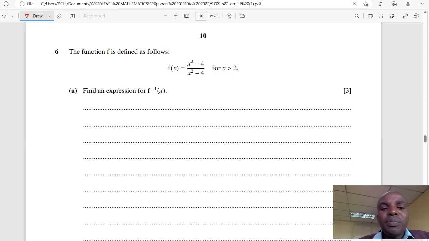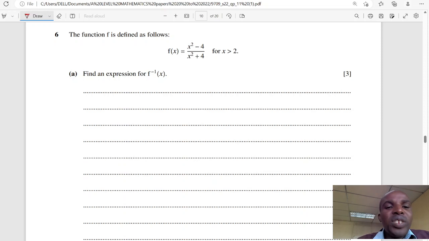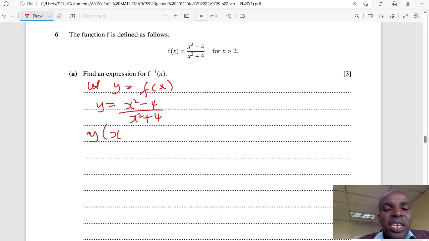Next part. The function f is defined as follows. Find an expression for the inverse of f of x. For this one you say let y equal f of x. That's how you find the inverse of a function. So y is equal to x squared minus 4 over x squared plus 4. Then you make x the subject. You cross multiply by x squared plus 4. Remove the bracket: yx squared plus 4y is equal to x squared minus 4.